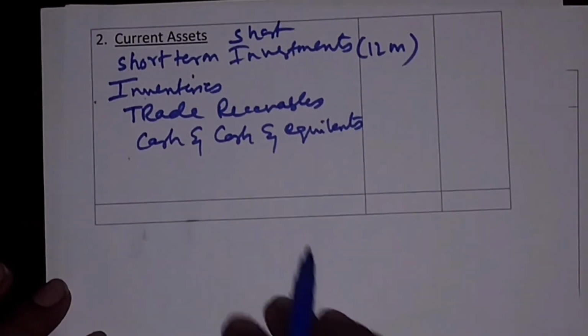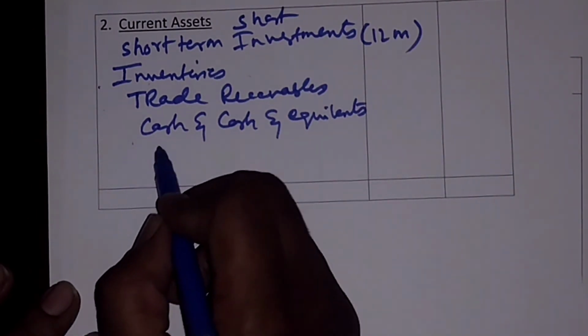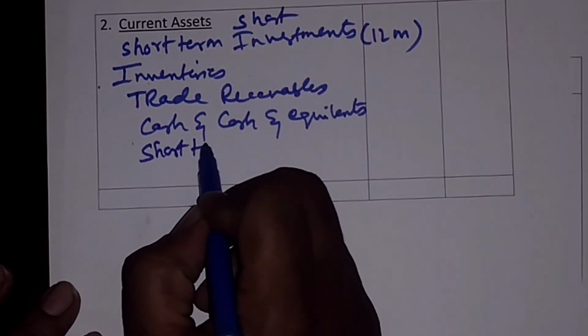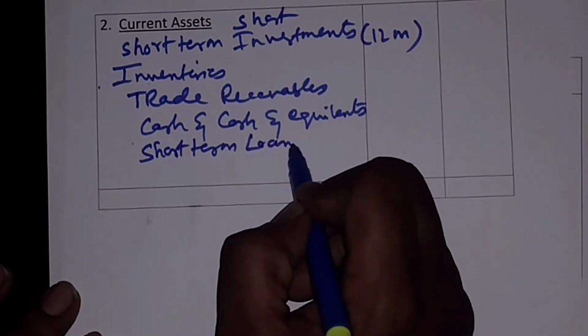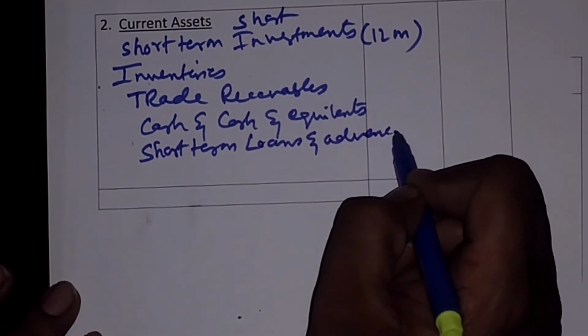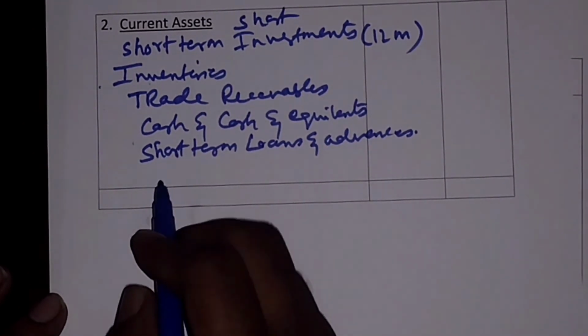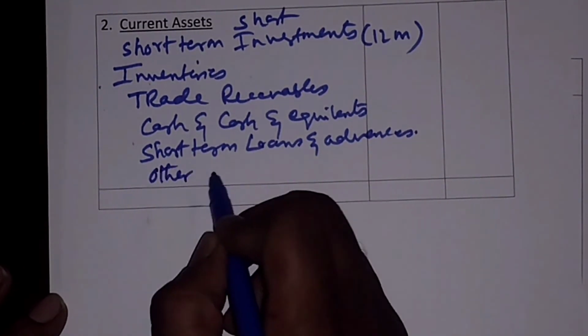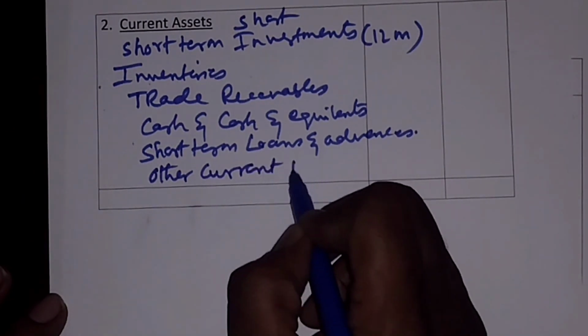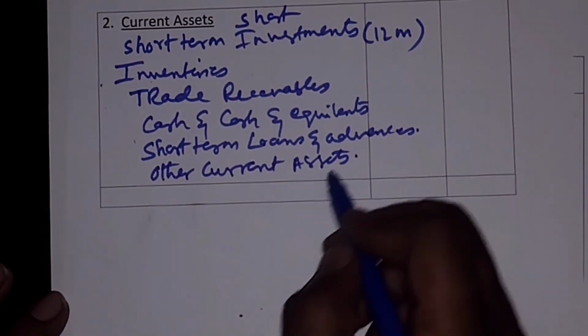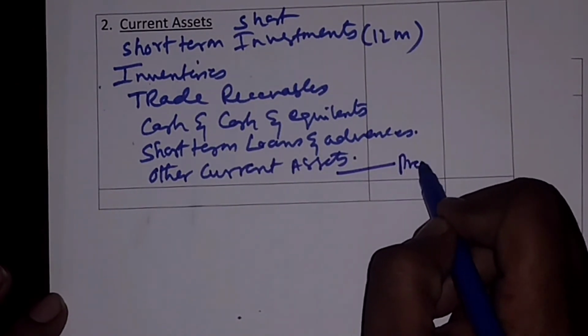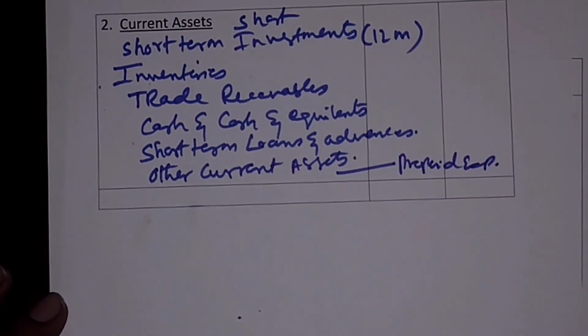After cash and cash equivalents, the next one we have is short-term loans and advances. Any loans and advances provided to the workers we call short-term loans and advances. And the last one is other current assets. In other current assets, we record the prepaid expenses. So these are the maximum entries that will regularly appear in the balance sheet.